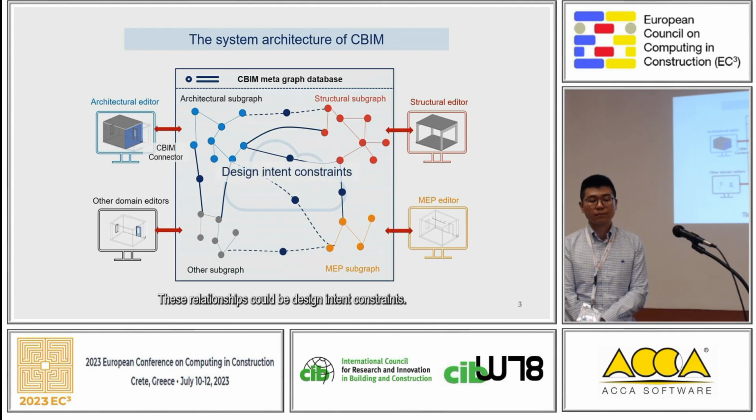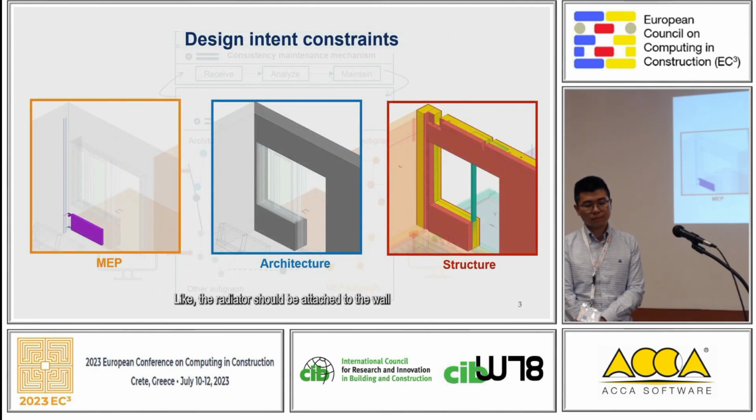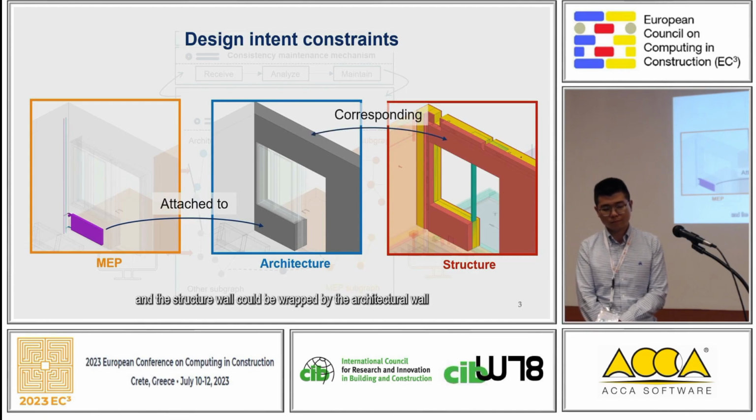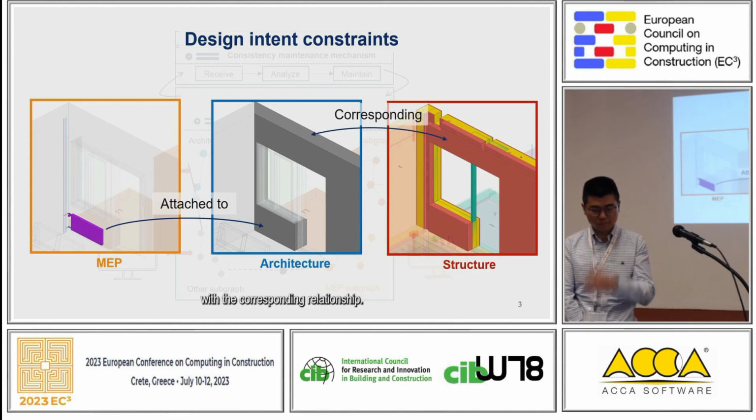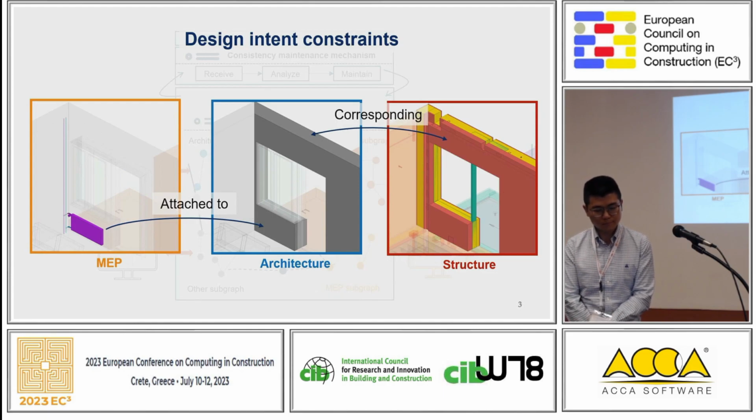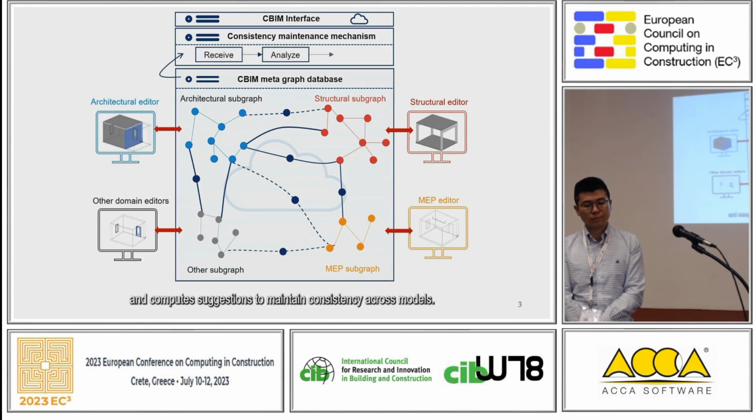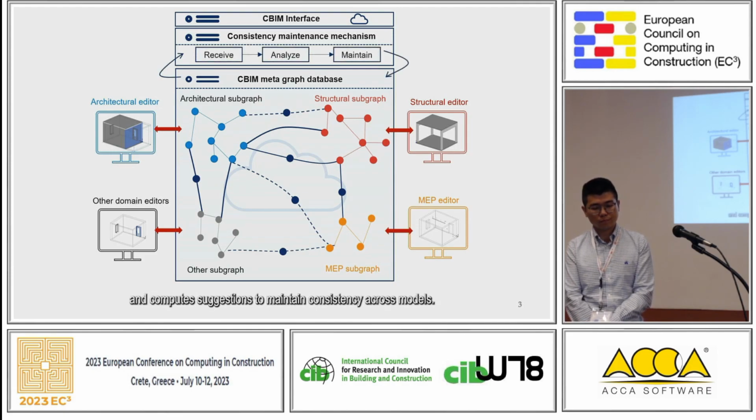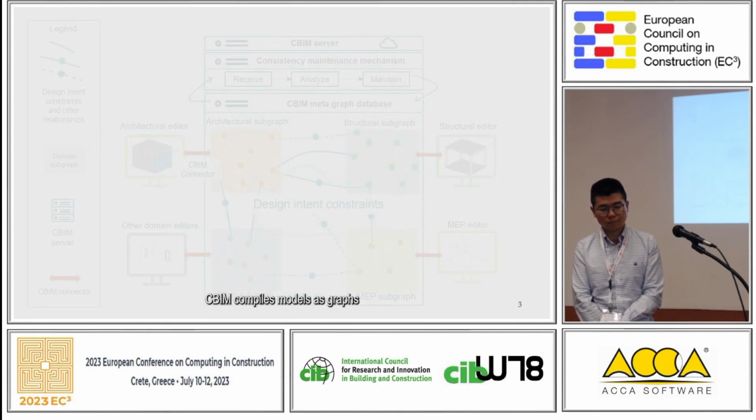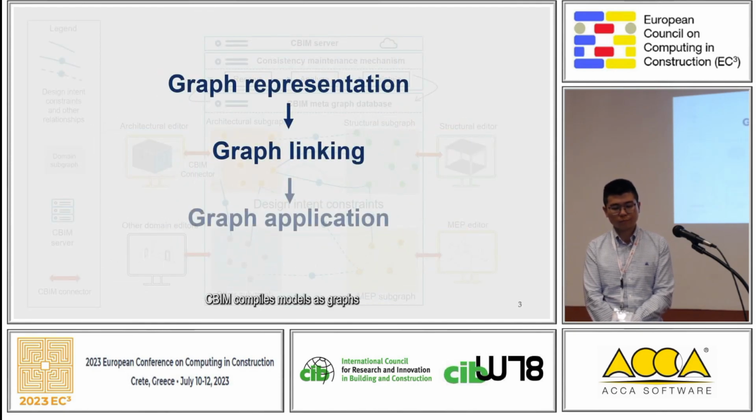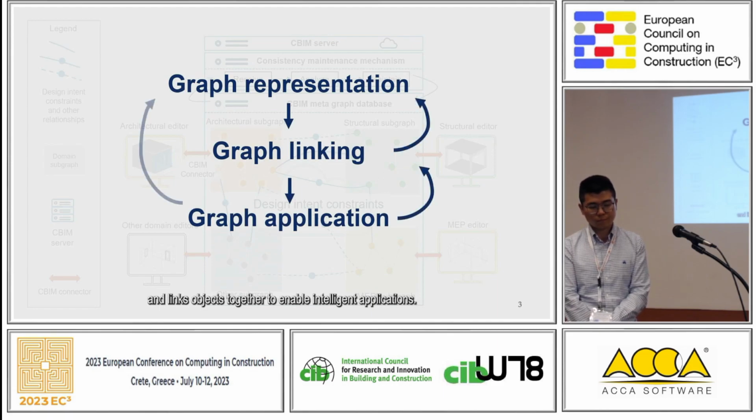Those relationships could be design intent constraints, like the radiator could be attached to the wall, and the structure wall could be wrapped by the architecture wall with a corresponding relationship. After that, the mechanism monitors the change from any tool and computes suggestions to maintain consistency across models. CBIM compiles models as graphs and links objects together to enable intelligent applications.